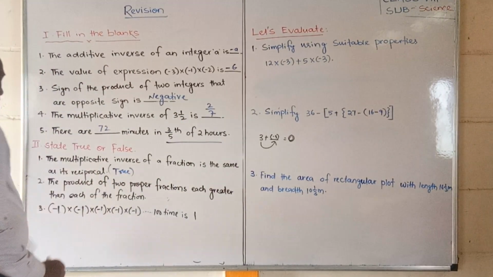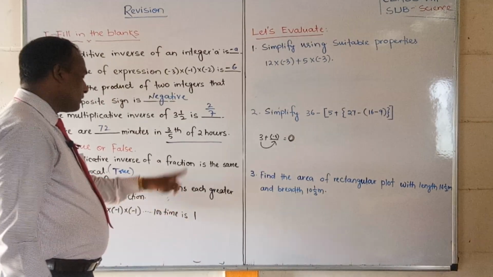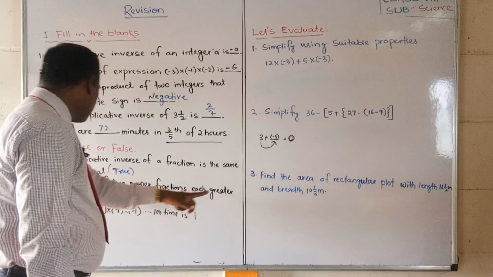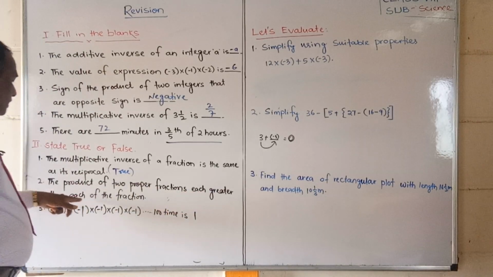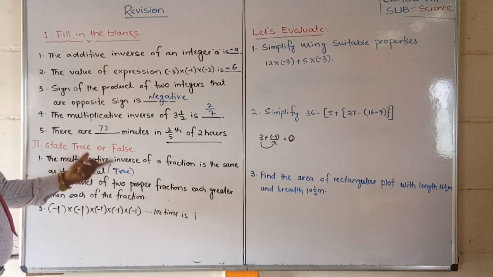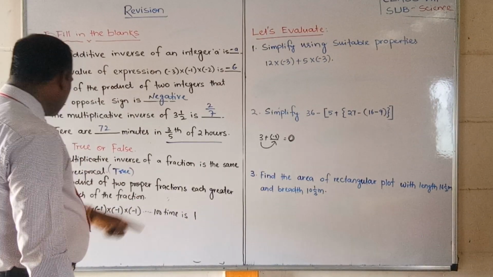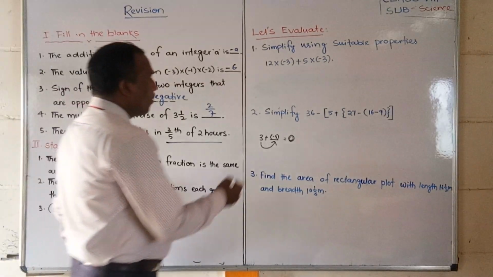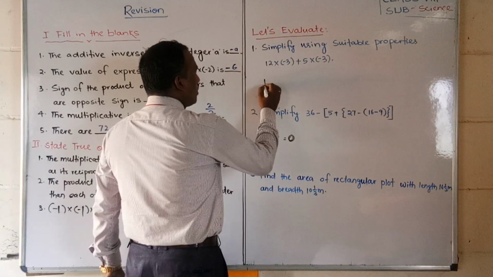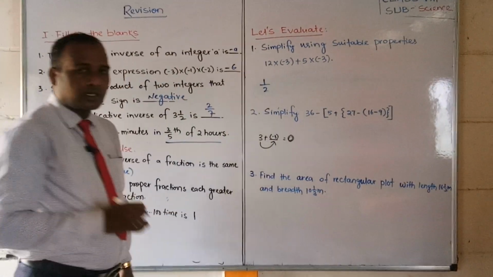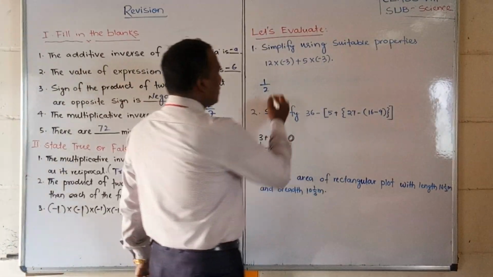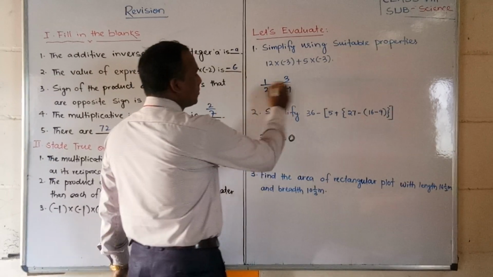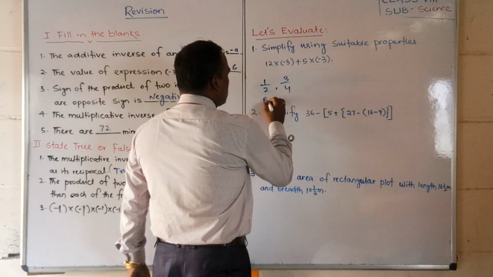Yes, true. The product of two proper fractions is greater than each of the fractions. That means a proper fraction is one where the numerator is smaller than the denominator. Suppose one fraction is 3 by 4. The product of this, how much will we get?